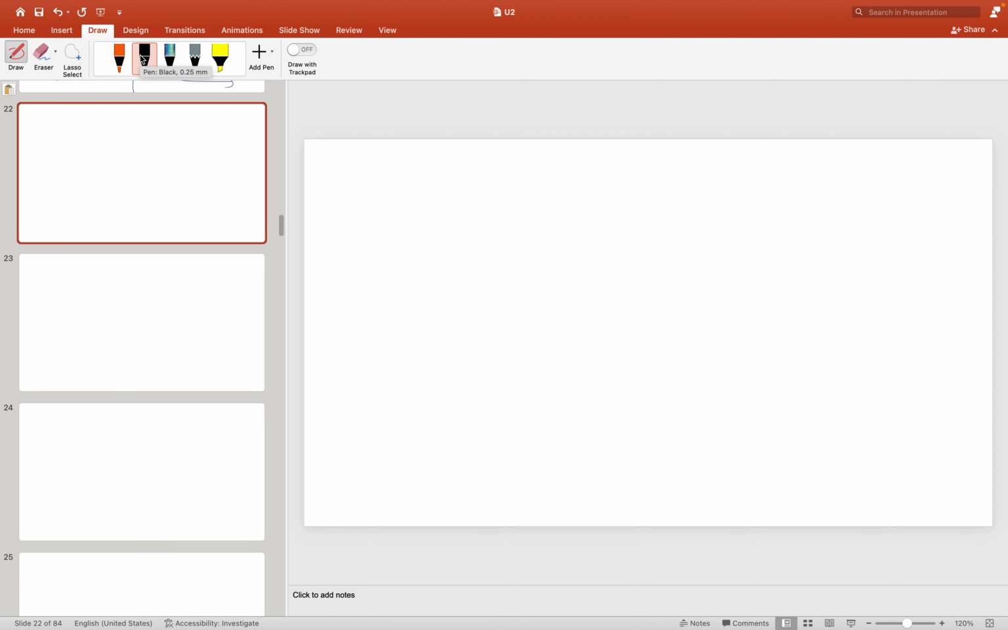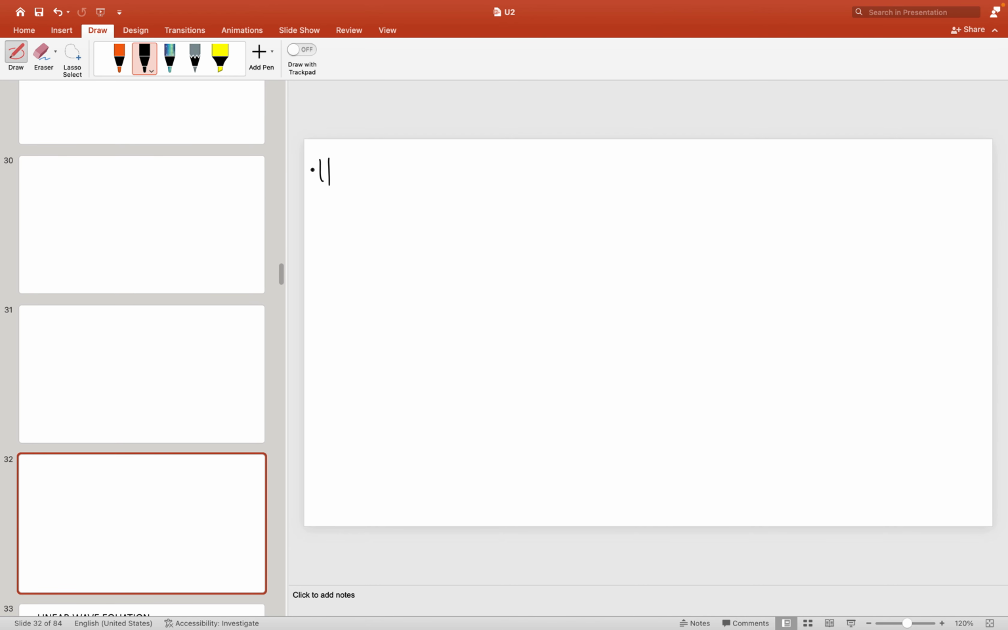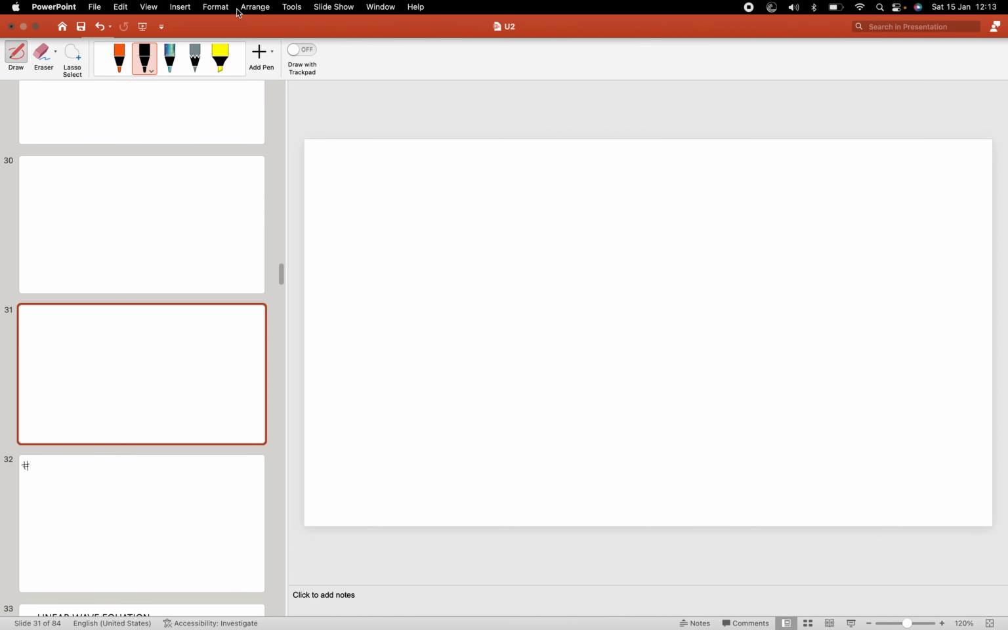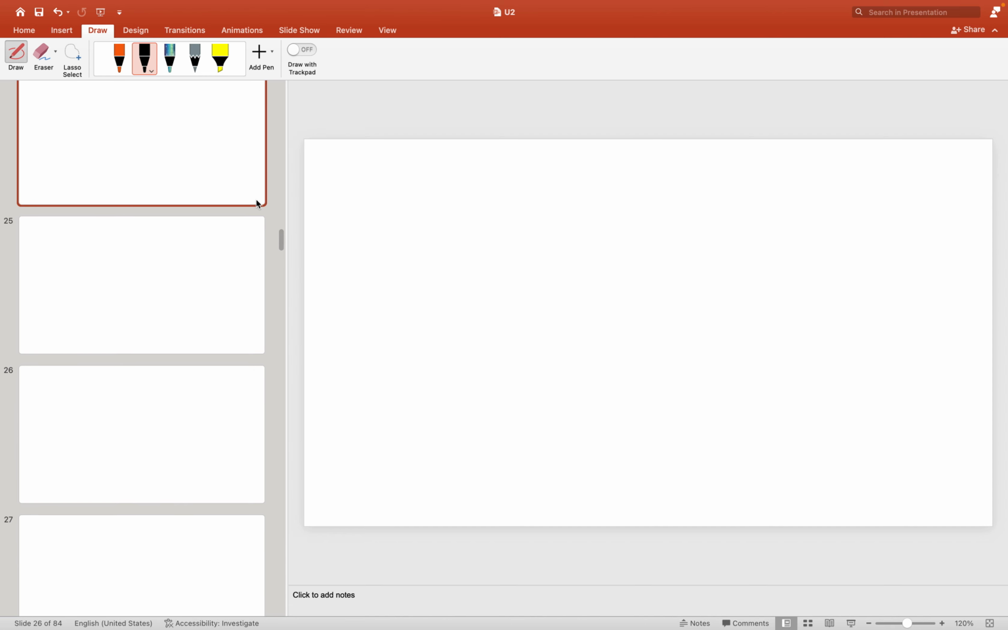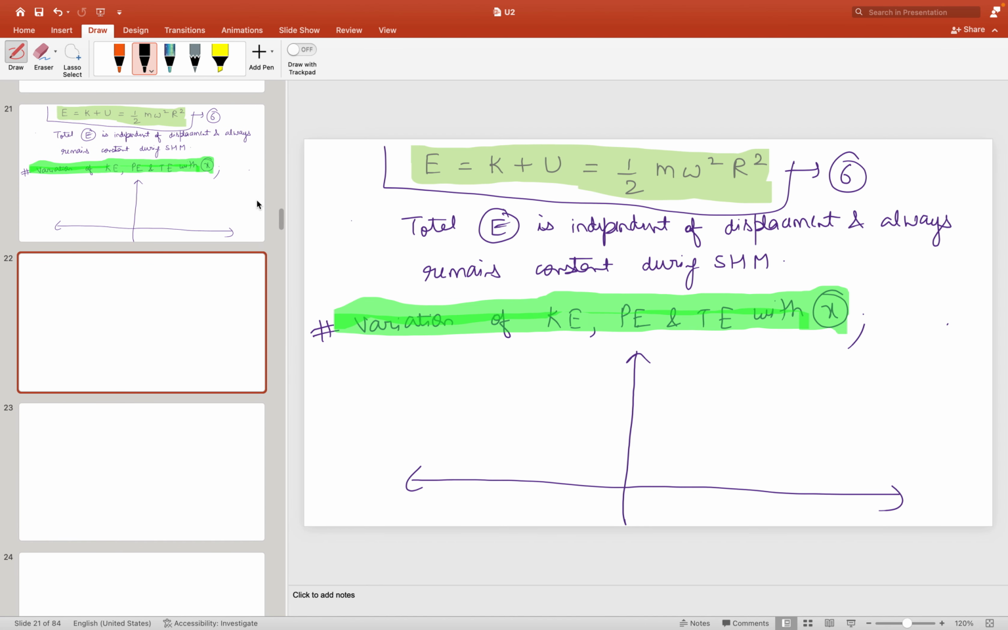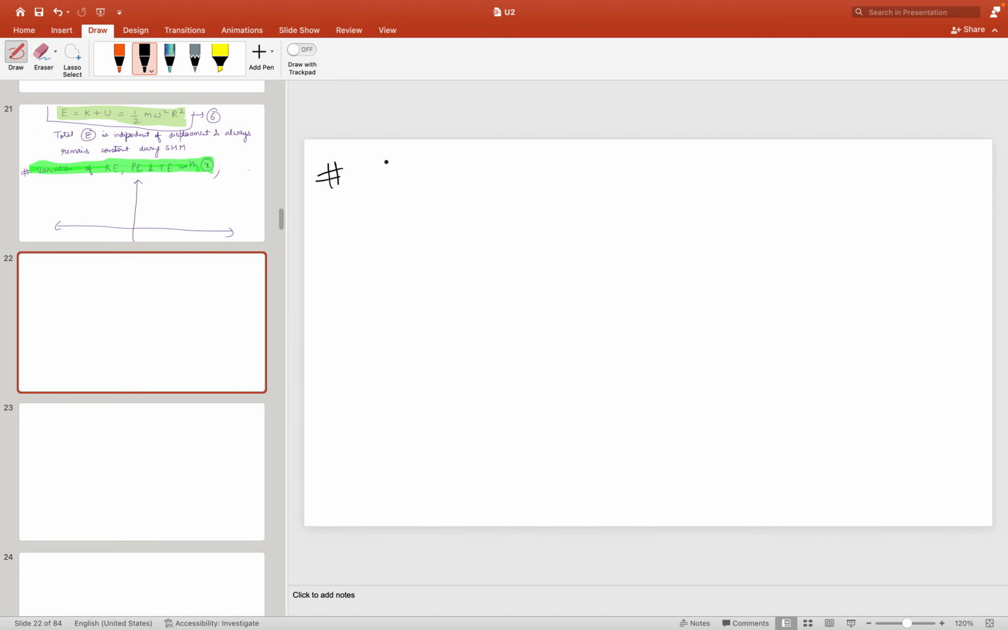We will be studying simple harmonic motion. What is simple harmonic motion? We know that it is a special kind of periodic motion wherein the force is directly proportional to the displacement produced on application of the external force.